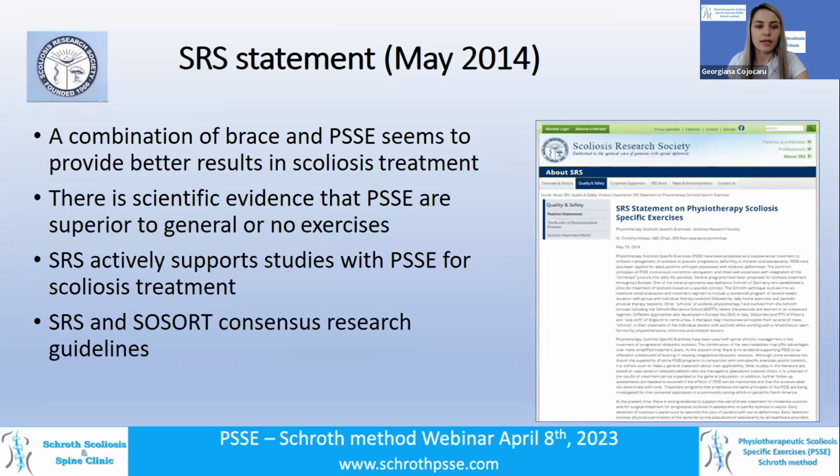This is the official Scoliosis Research Society statement on physiotherapy scoliosis-specific exercise from May 2014, and they admit that a combination of brace and PSSE seems to provide better results in scoliosis treatment. There is scientific evidence that PSSE are superior to general or no exercises.